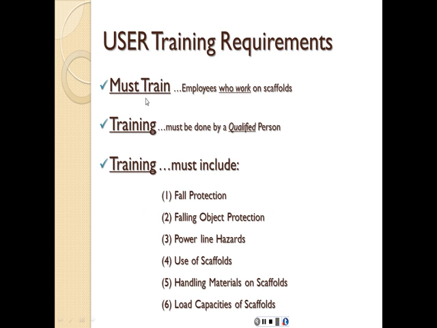You must train employees who work on scaffolds. Training must be done by a qualified person, in this case the competent person, and it must include fall protection, falling object protection, power line hazards, use of scaffold, handling materials on scaffolds, especially if there's going to be some loose material or some fluid that can cause imbalance to the whole scaffold, and the load capacities on the scaffolds.